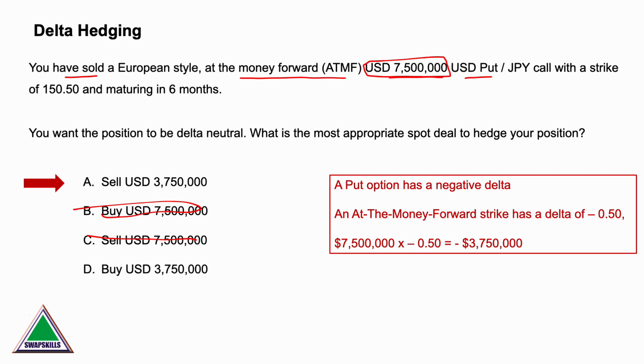So by way of revision notes, I put here put option has a negative delta. So an at the money forward strike has a delta of minus 0.5. So 7.5 million times minus 0.5 means you go short $3,750,000.